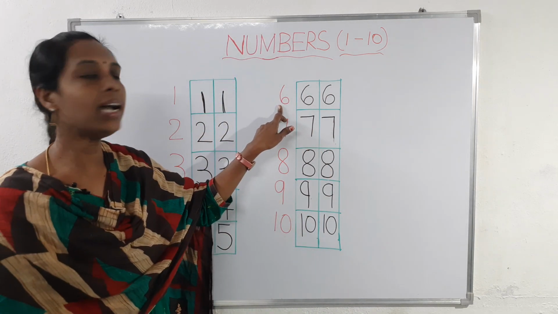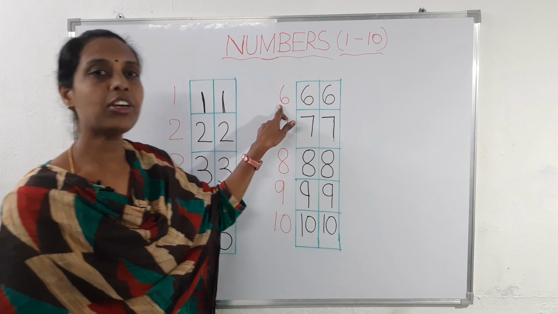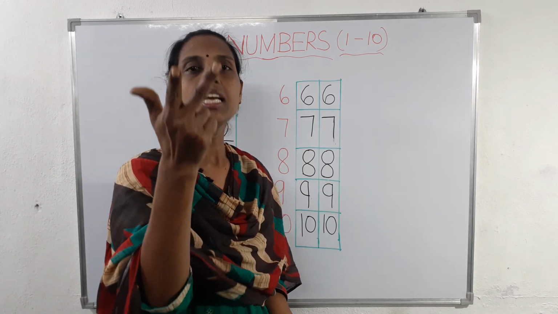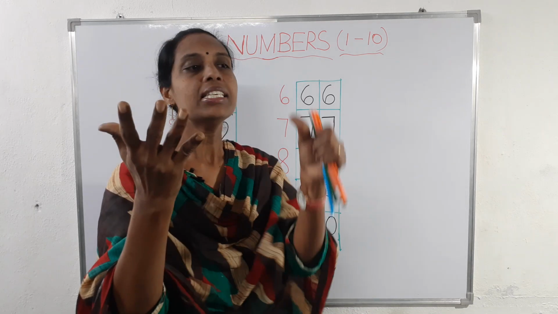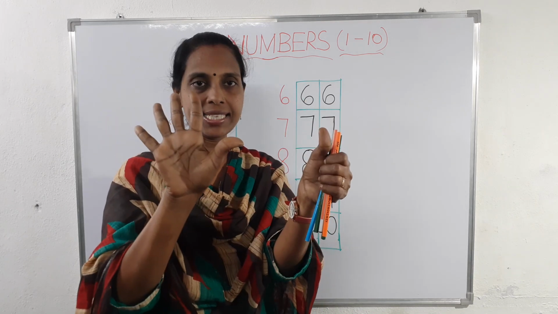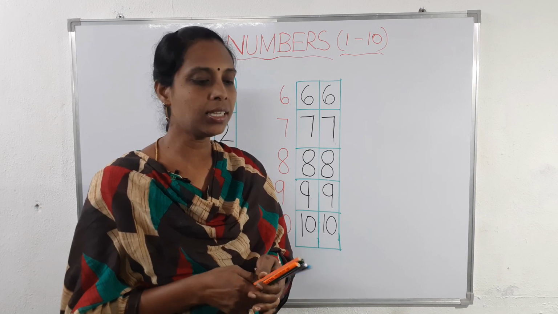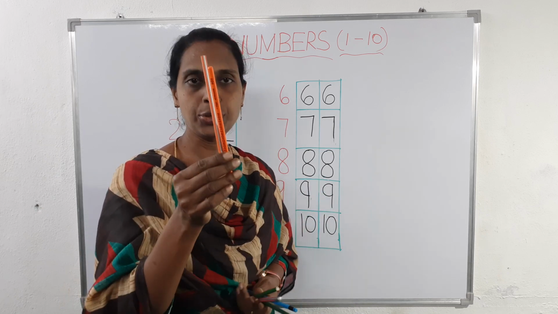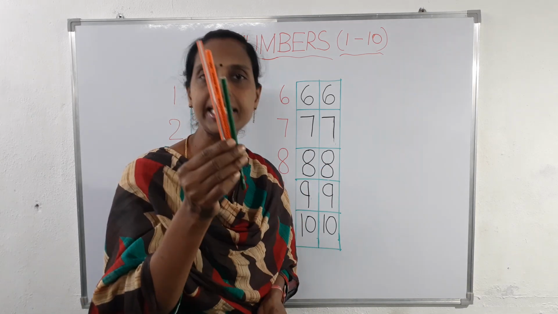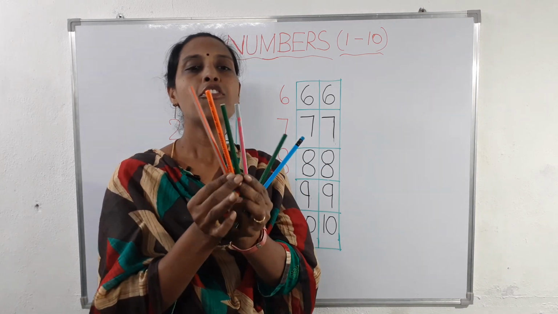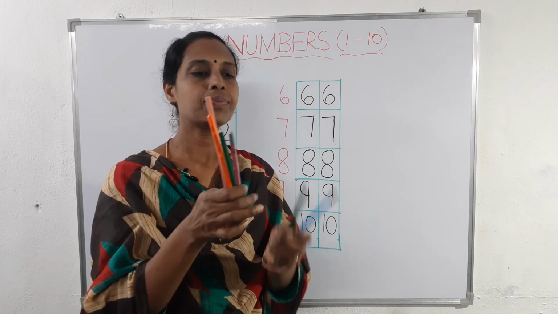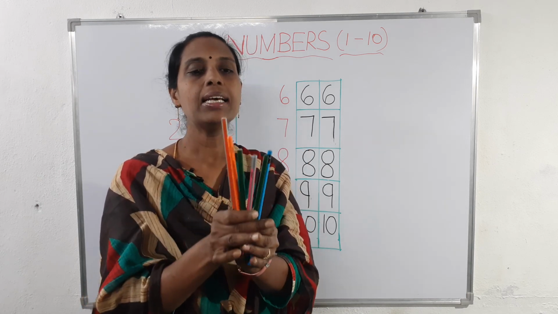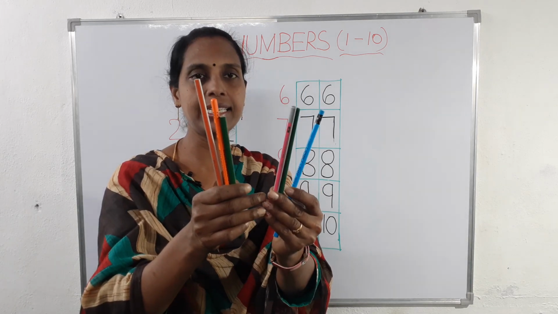Next number 6. What is the next number? 6. All of you count with your fingers, children. 1, 2, 3, 4, 5, 6. Let us count the pencils. 1, 2, 3, 4, 5, 6. Total 6 pencils.